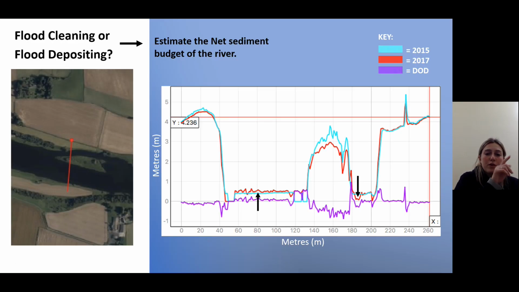So this graph shows a cross-section of the river, and the purple line in the graph shows the DOD, so it shows the differences in elevation, which highlight areas of deposition or erosion. So this will be used to estimate the net sediment budget of the river, and whether the flood conditions were flood cleaning or flood depositing, which is essentially whether the river was eroded or more deposition occurred.